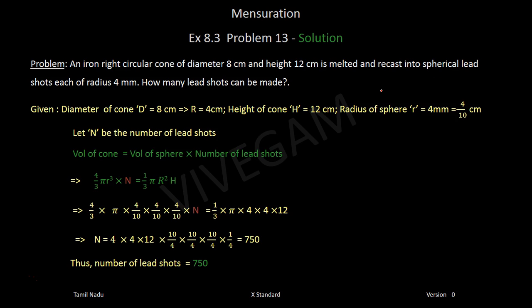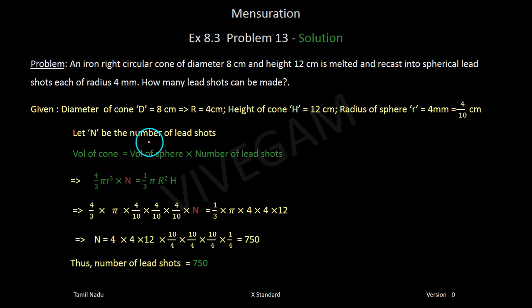So let's come to the solution. The diameter of the cone is 8 cm given here. Radius is 4 cm. Height of the cone is 12 cm. Okay. Radius of the sphere is 4 mm given here, and that is converted to centimeters, 4 by 10 centimeter.